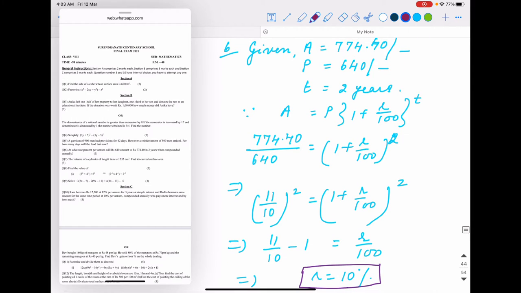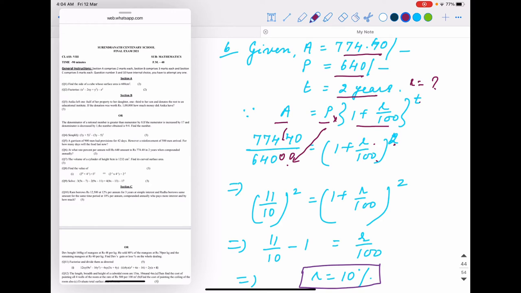Question number 6 is, at what rate percent, meaning the rate you have to find out, 640 amounts to 774. That means principal is given as 640, and the amount is also given, time is 2 years, when compounded annually. We know the formula, amount equals P times (1 plus R by 100) to the power n. So P we bring this side, it will be a division sign, (1 plus R by 100) squared. If you simplify, you are getting (11 by 10) squared equals (1 plus R by 100) squared.